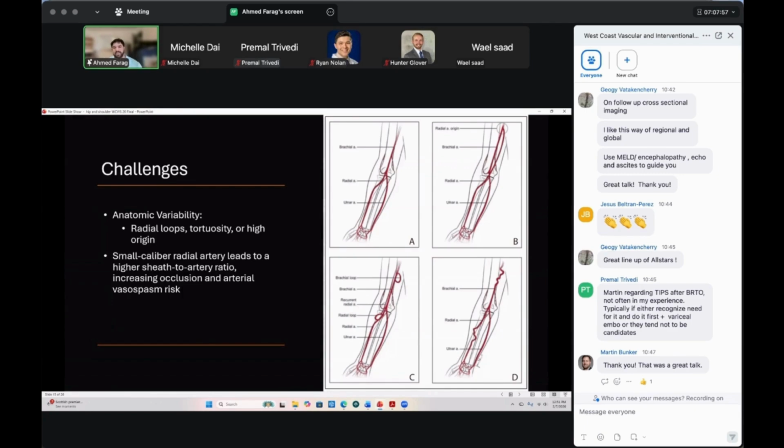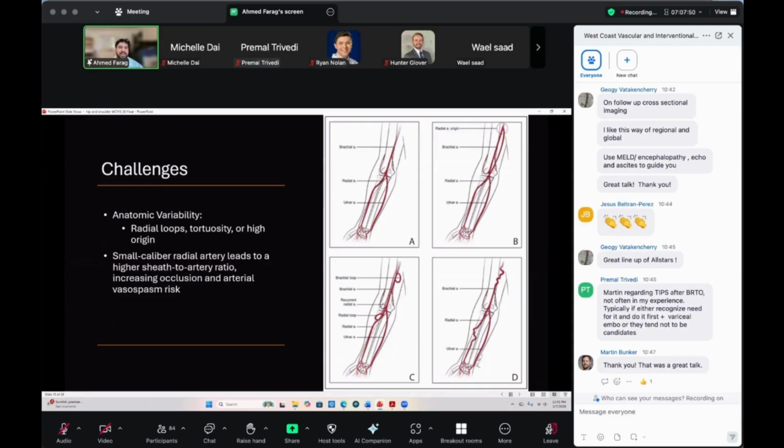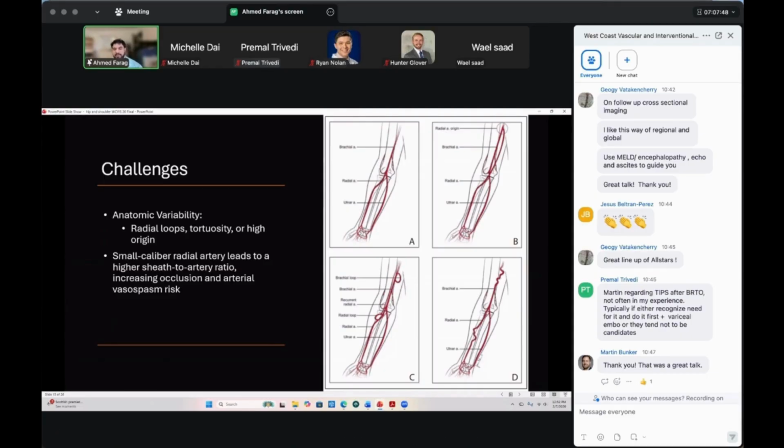Some challenges we see with shoulders: you can have a high takeoff, you can have loops. The tortuosity is very variable, and you usually have an idea right when you start. If you start seeing squiggles and wiggles instead of straight lines, you know you're in for a hard case, and these vessels are very easy to spasm. So if anyone wants to get into these types of procedures, please take precautions and take your time.